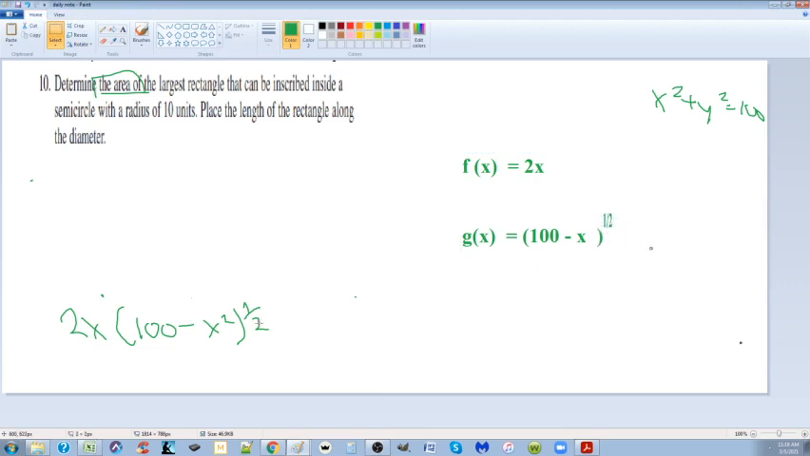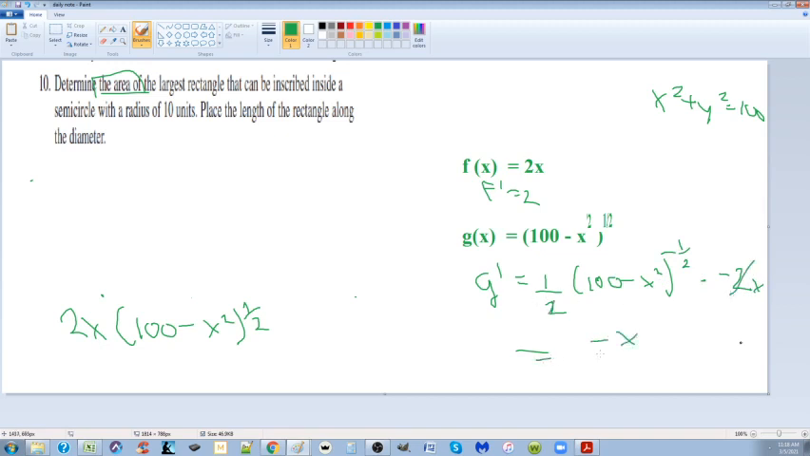And we got a little square in there. A lot of you can probably solve it from this point on without me. And then that means my derivative, my f prime, is 2. And my g prime is equal to half times 100 minus x squared to the negative half times the interior, negative 2x. Which means these 2's cancel out. It's equal to negative x over the square root of 100 minus x squared. Ooh, baby, can I solve it?